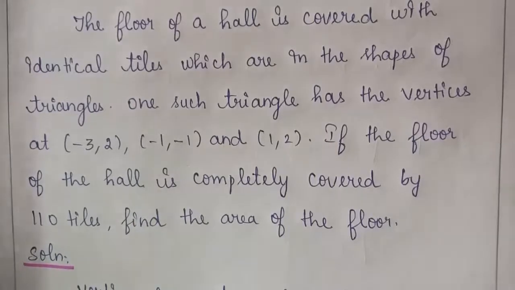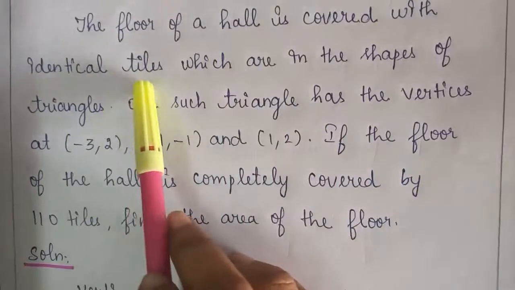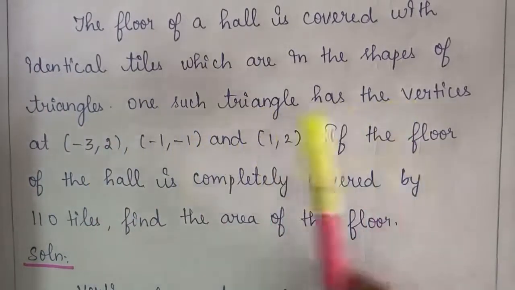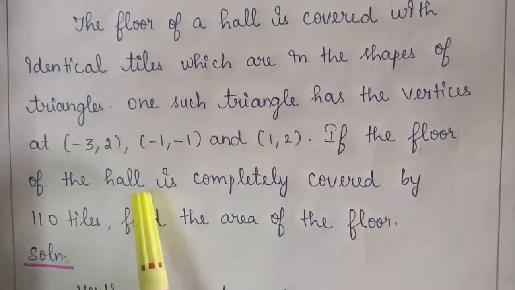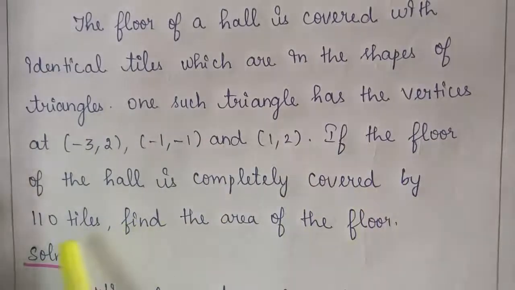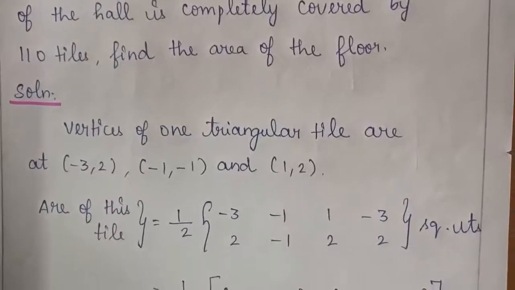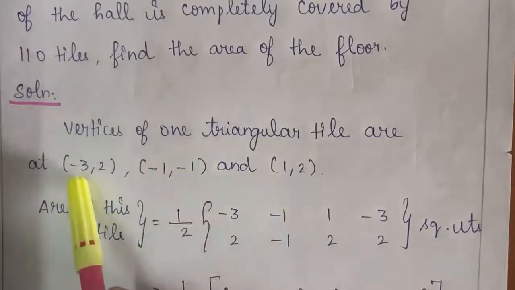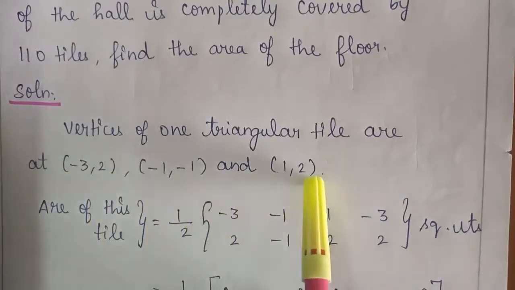So what is given in the question: the floor of a hall is covered with identical tiles. The shape of the tiles is a triangle. One such triangle's vertices are given. Then the floor of the hall is completely covered by 110 tiles, which means you have to find the area of the floor. So, solution: the vertices of one triangular tile are (minus 3, 2), (minus 1, minus 1) and (1, 2).